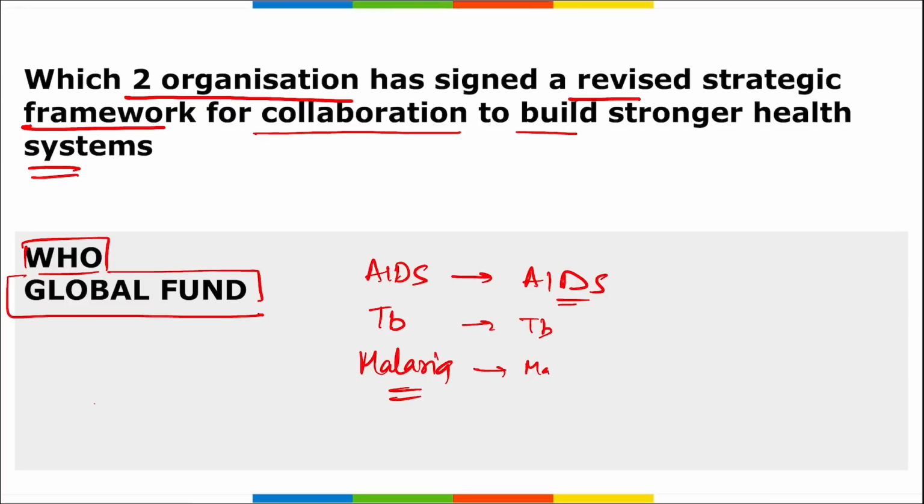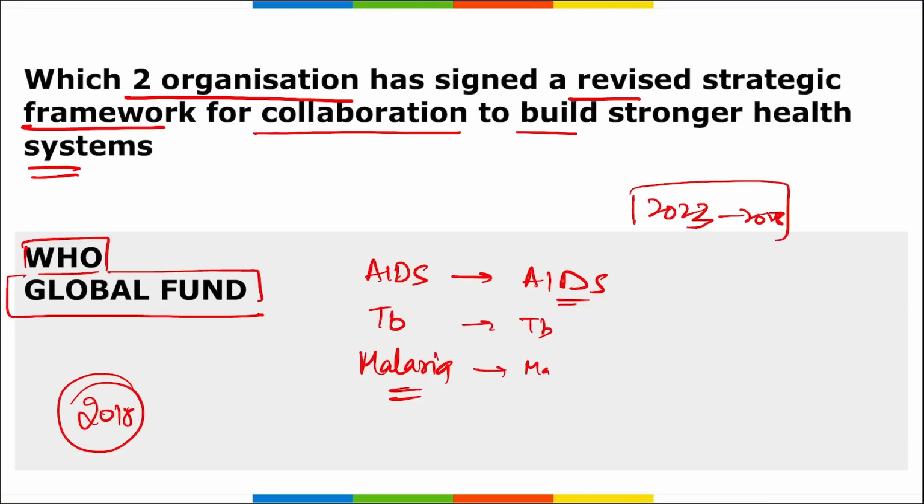Right? This will be a 5-year new framework that will be built upon the previous agreement that was launched in 2018. Correct? And it is based on the global WHO and Global Fund 2023 to 2028 strategy. As I just mentioned, it will be for 5 years. This framework has been launched for 5 years. Correct? So it will be working towards building stronger health systems for the diseases AIDS, tuberculosis, and malaria.